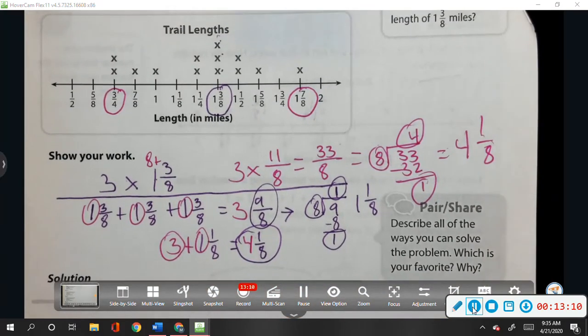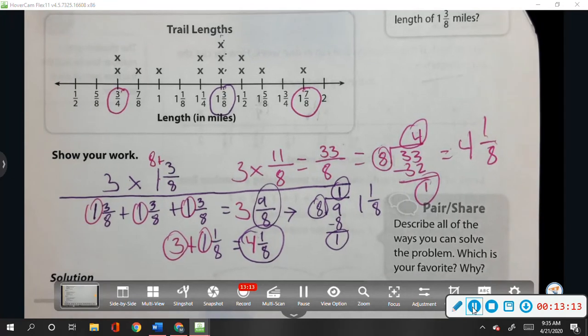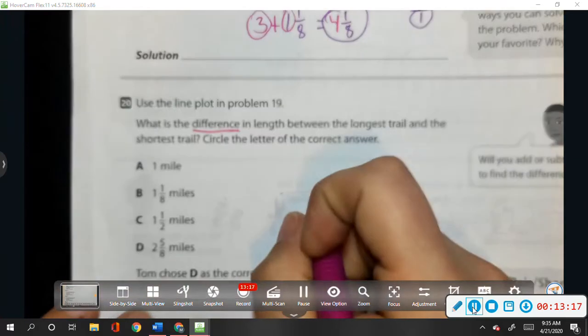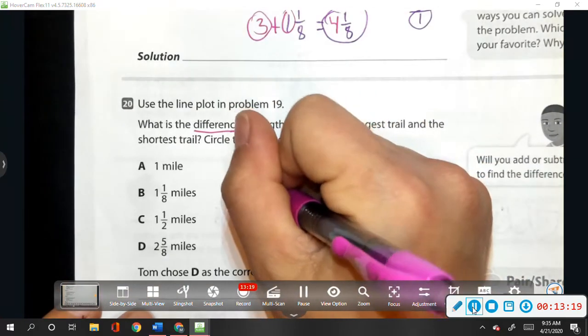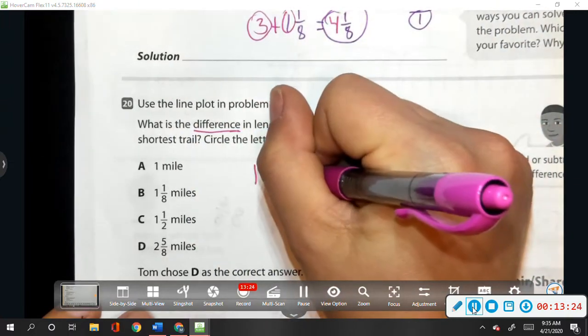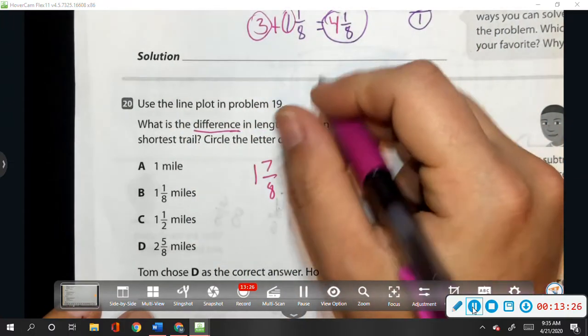So what do we need to do? It says, what is the difference? So we're going to be subtracting. We are subtracting our longest trail, which is 1 7/8, and we're going to subtract that from our shortest trail, which is 3/4.